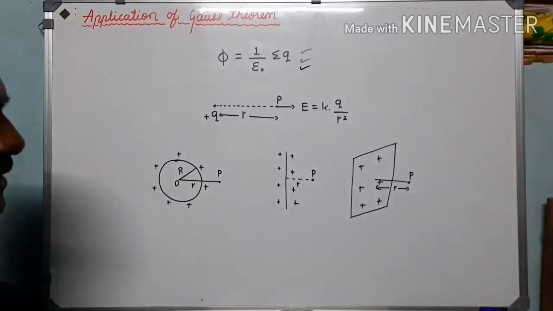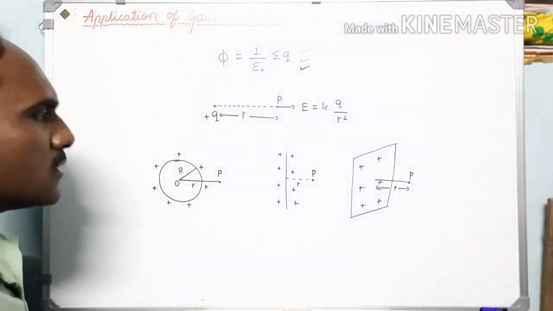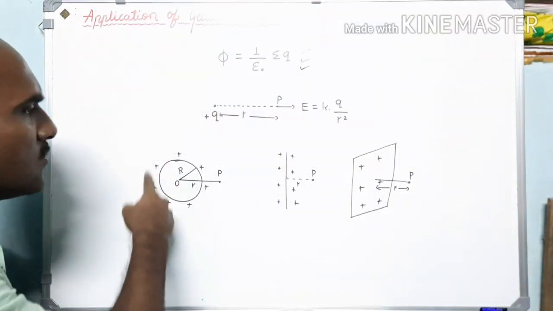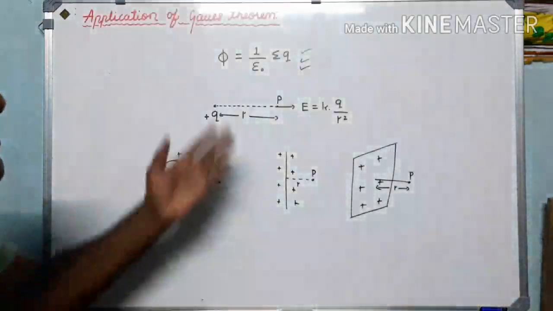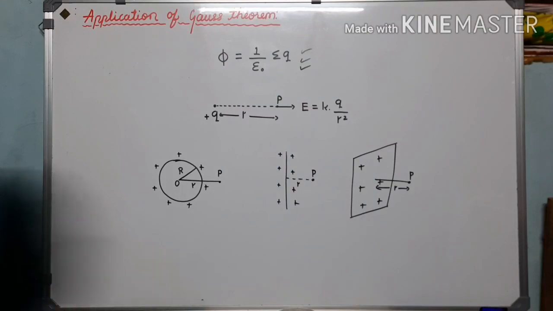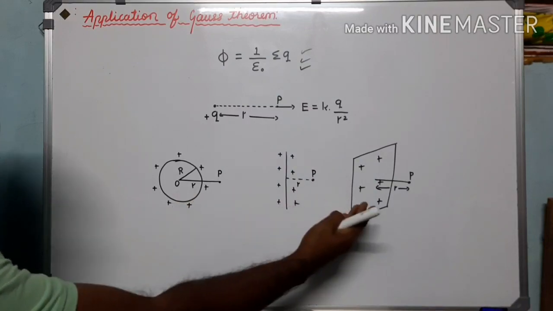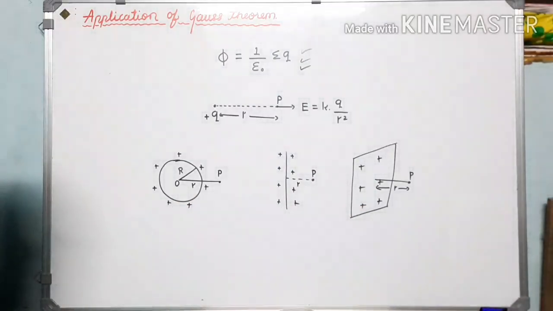Getting the idea? In this way, in this class we are going to study, in case of complex distribution of charges, how the intensity is calculated by using Gauss theorem. That we are going to study one by one. Getting the idea? Okay, let us start.